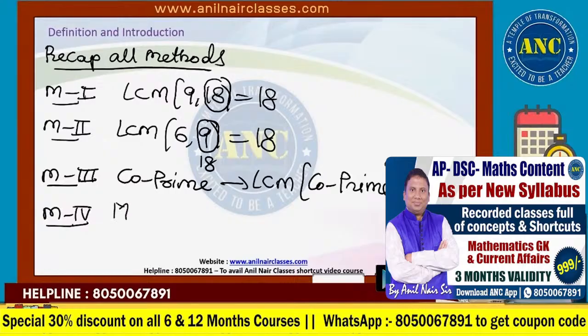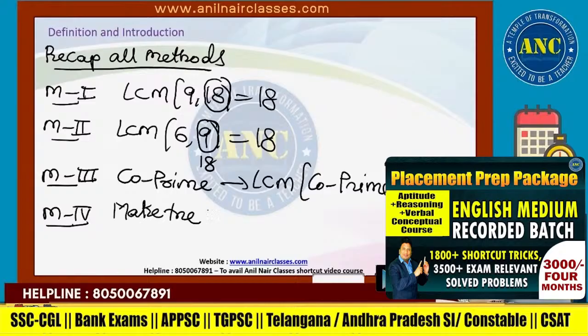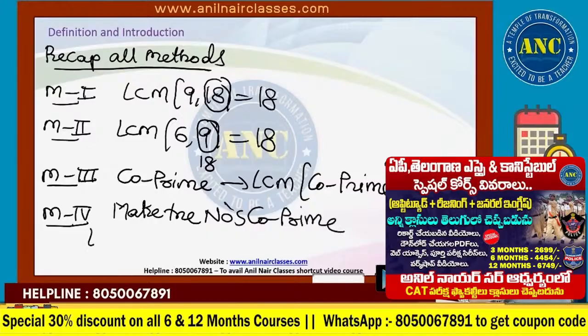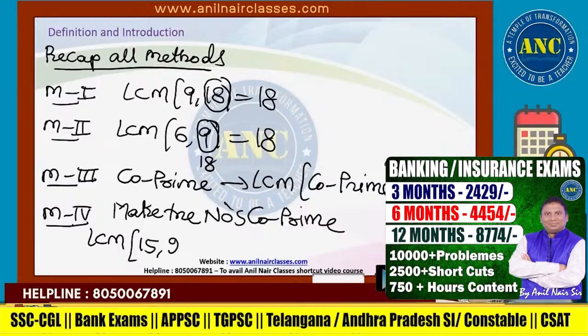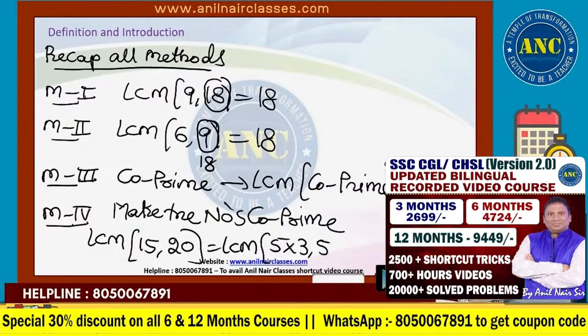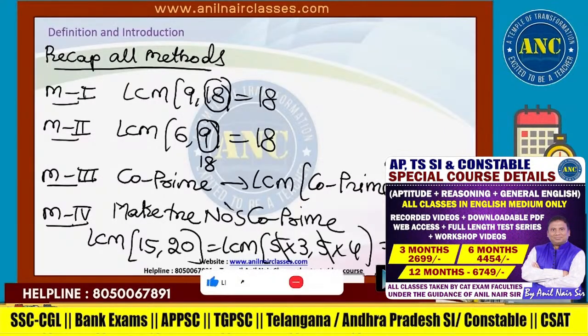Method 4, make the numbers co-prime. LCM of 15 and 20, which is 5 into 3 comma 5 into 4. 5 is taken out. 3 4s are 12, 12 5s are 60.